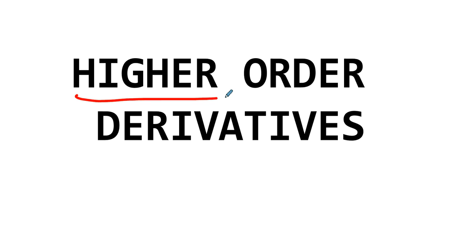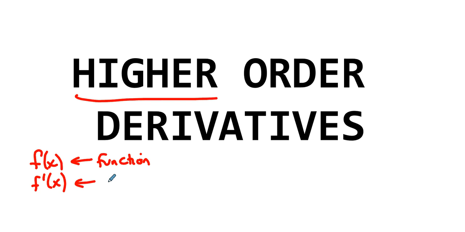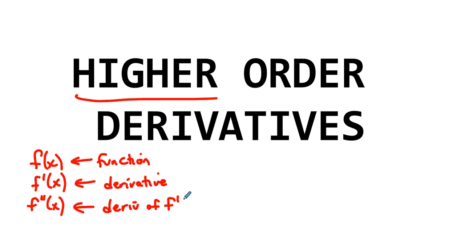And I'll just introduce a little bit of notation for us. If f of x is our function, and f prime of x is the derivative of that function, then f double prime of x is the derivative of f prime of x. So every time we take a derivative of a function, we put an extra prime near the name of that function. If we were to take the derivative of f double prime, we'd get f triple prime, and so on.